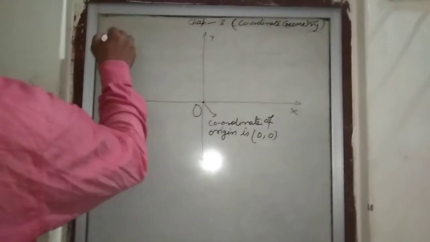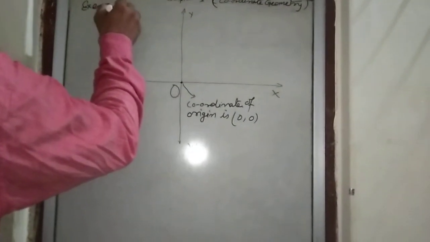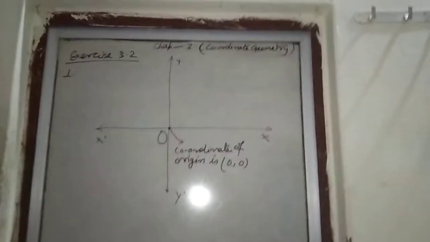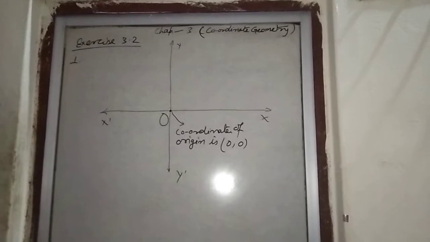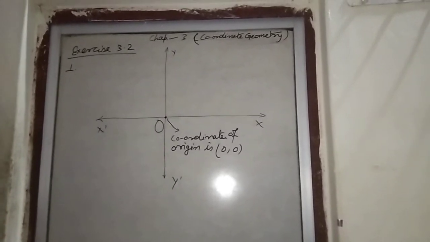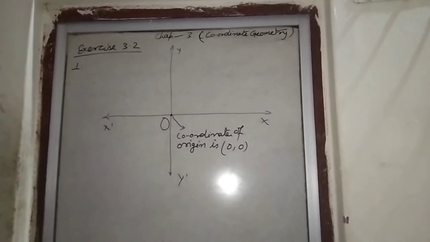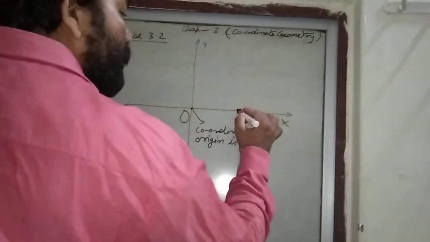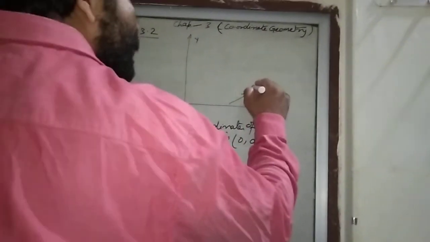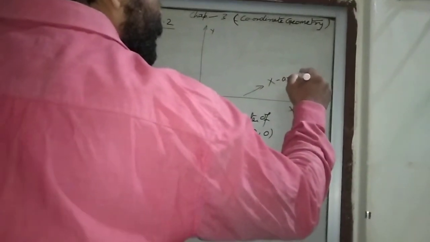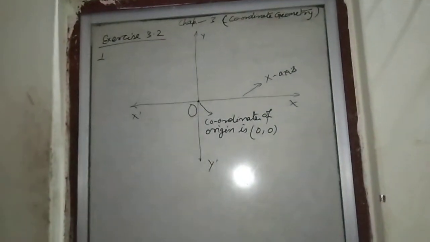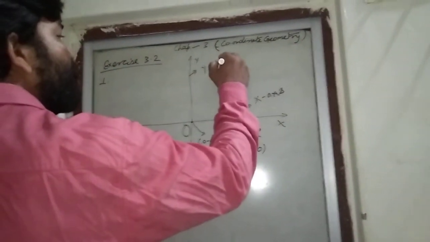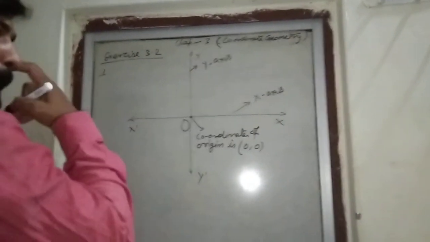Now Exercise 3.2, question number one. Write the answer of each of the following. First, what is the name of the horizontal and vertical lines? The horizontal line is known as the x-axis and the vertical line is the y-axis.